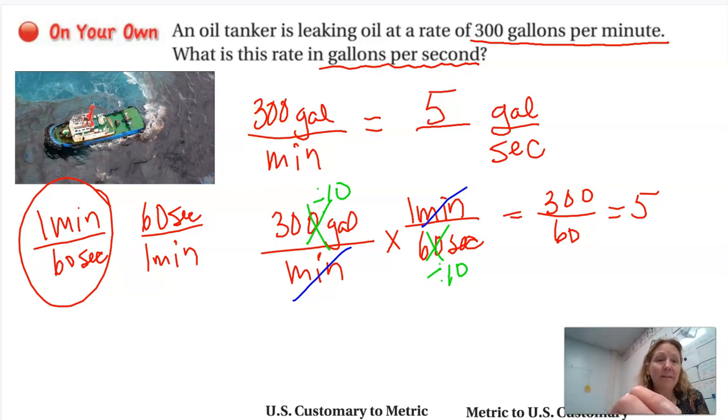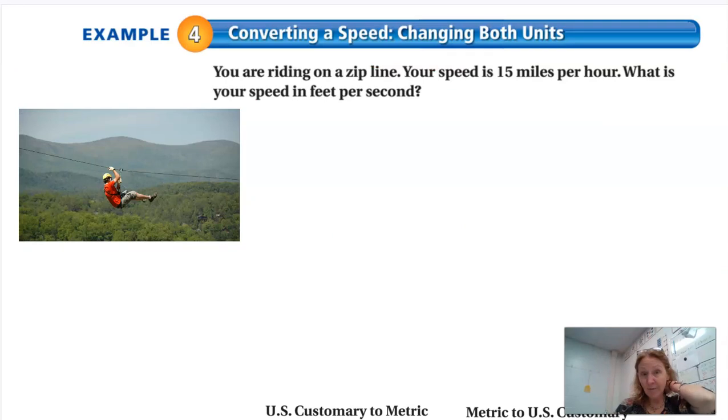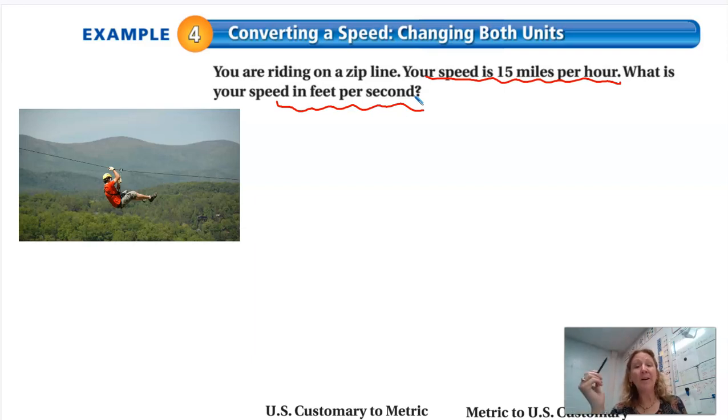Okay. All right, let's look at another example. This time we're converting both units. So here's that picture of a zip line, so fun. Your speed is 15 miles per hour. And it says, what's your speed in feet per second? So now I want you to notice that both units on the top and the bottom are changing. So we're going to set up something like this.